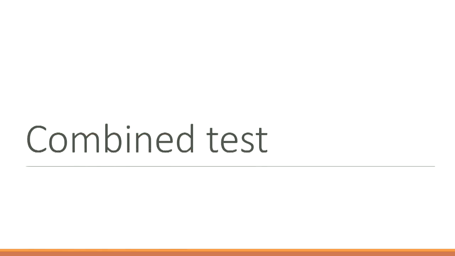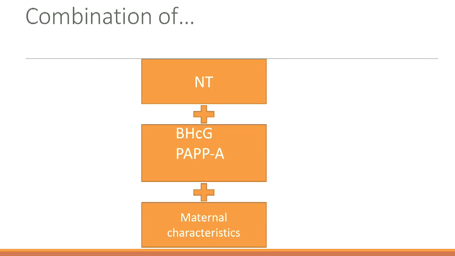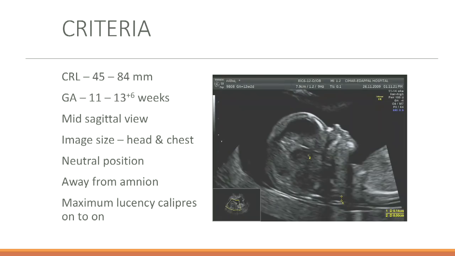Let's start off with the combined test. Now the combined test, as the name suggests, is a combination of NT, the markers beta HCG, PAPP-A, and the maternal characteristics. Now the cornerstone for a good combined test is to have a good NT.